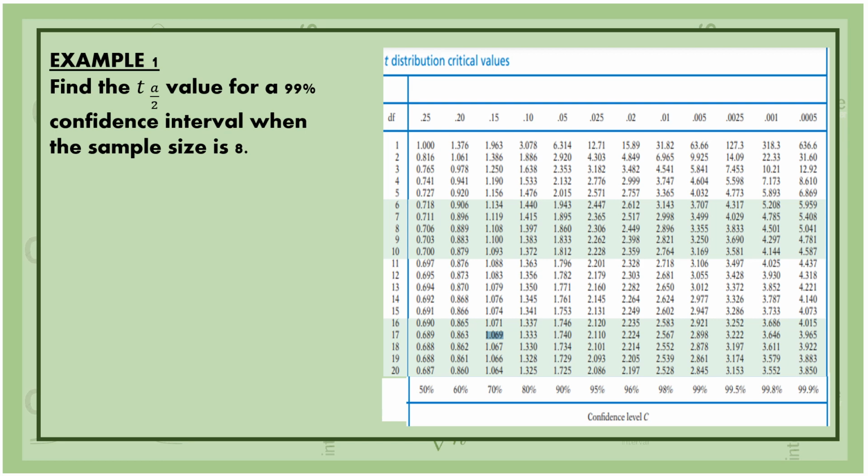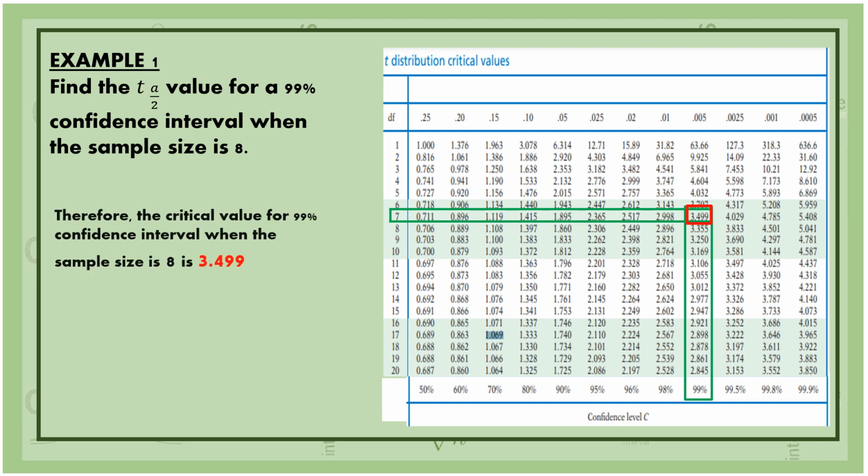And here are the steps in finding the critical value on a t-table. So again, locate the degrees of freedom to the first column and its corresponding level at the bottom row. Next is locate 7 on the first column and 99% on the last row. And last is locate the value that is aligned to both degree of freedom and confidence level. Therefore, the critical value for 99% confidence interval when the sample size is 8 is 3.499.